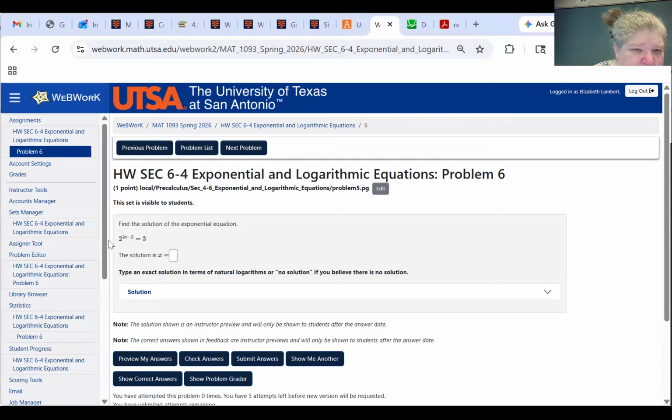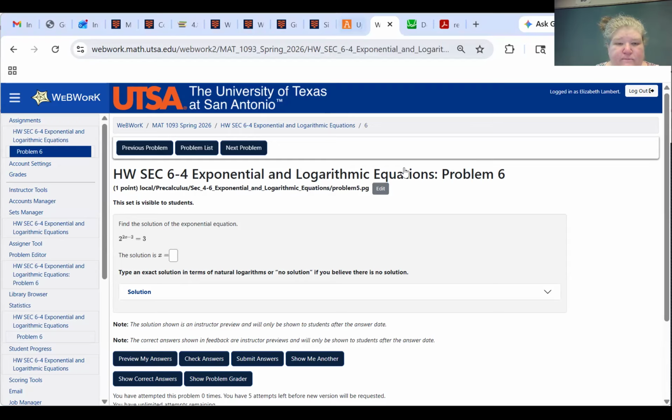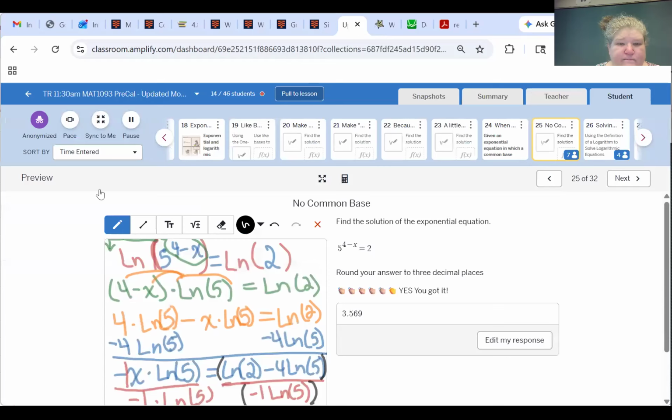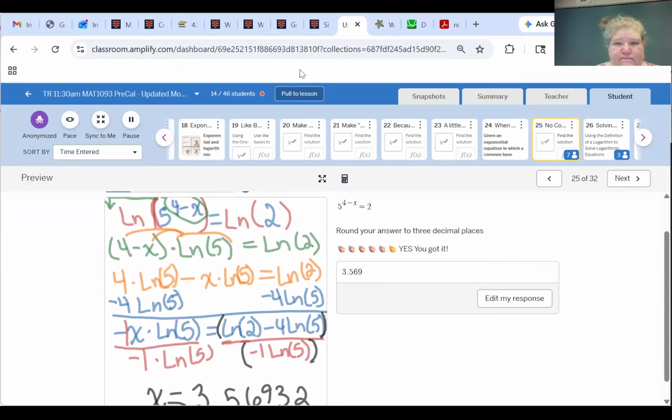All right, so go ahead and write down the equation. We have 2 to the 2x minus 2 is equal to 3. All right, so I want you to try this one out on a sheet of paper.